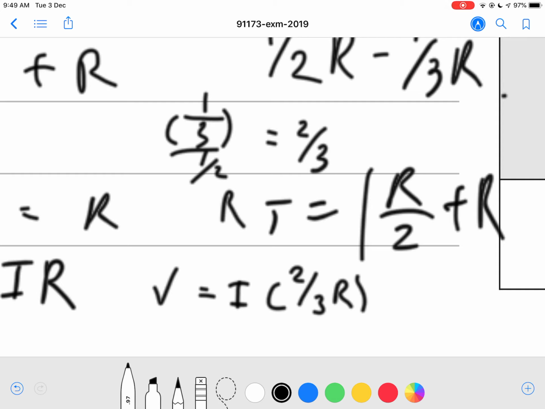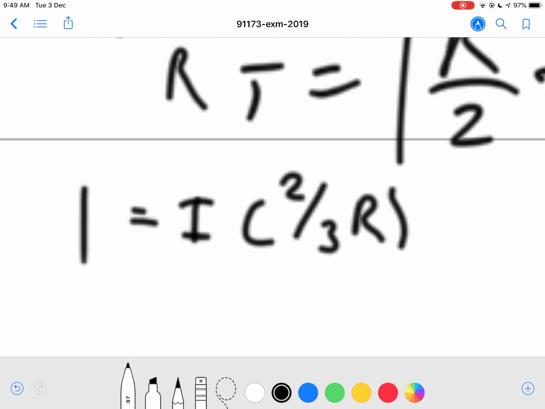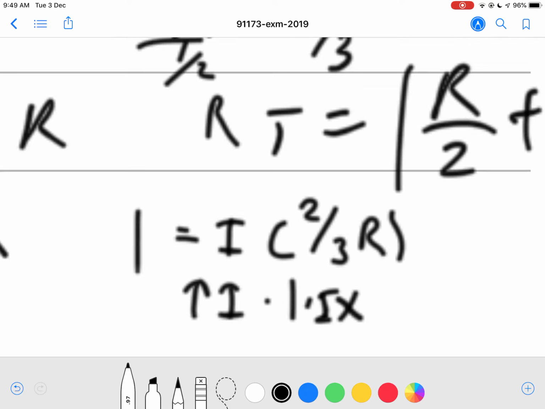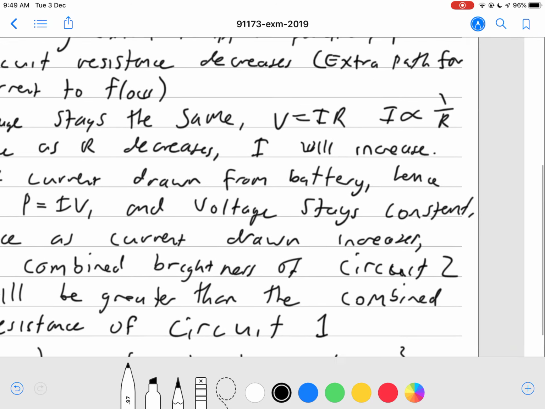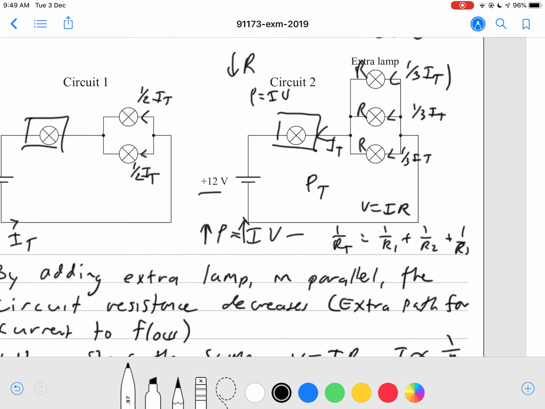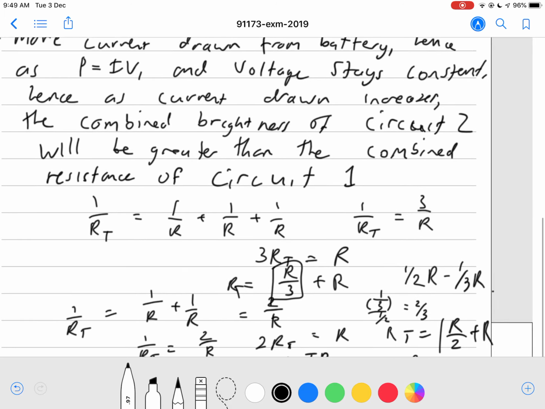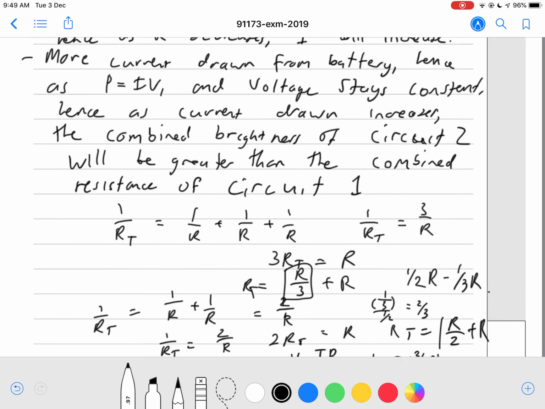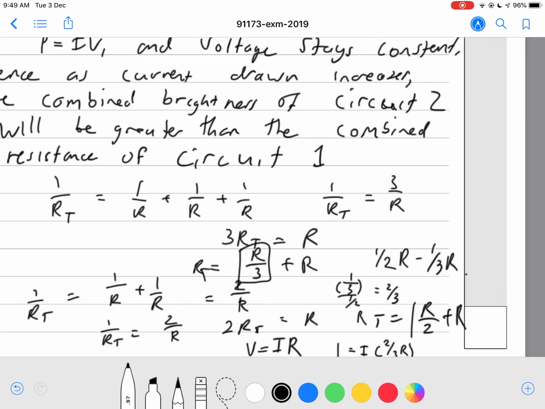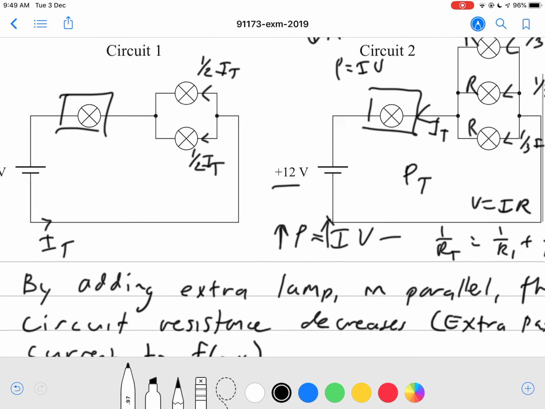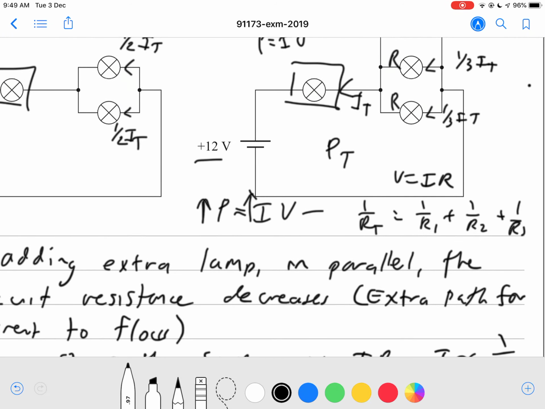Sorry, just say this is constant. We can just say this was 1 because it's constant. So 1 over 2. Okay, so current will increase. Current increases by 1.5 times. Because it increases by 1.5 times more, this will be 1.5 I.